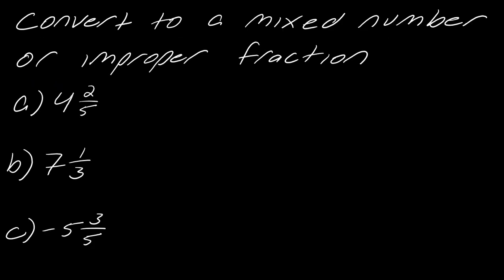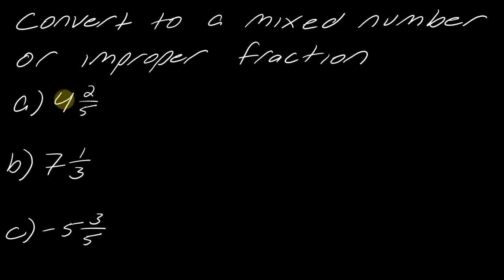Now we move on to the next set of exercises. If it's a mixed number, we convert it to an improper fraction. If it's an improper fraction, we convert it to a mixed number. We're starting with the easier set of these first. These 3 are all mixed numbers. Converting these to an improper fraction is nice and straightforward. What I'm going to do is I just have to figure out what the numerator is.